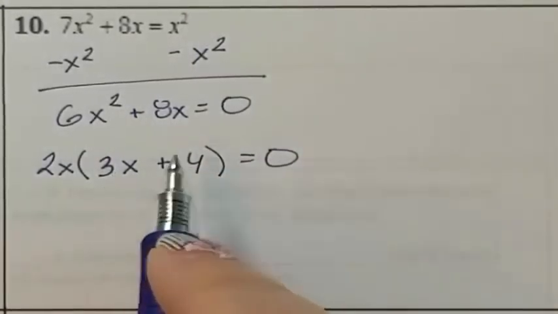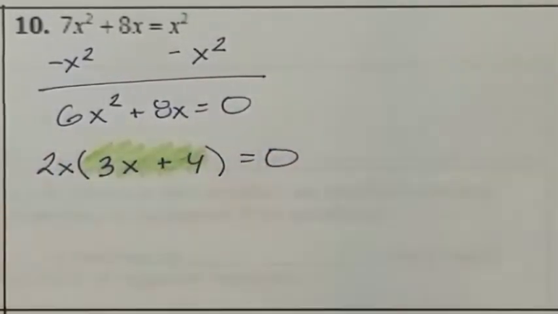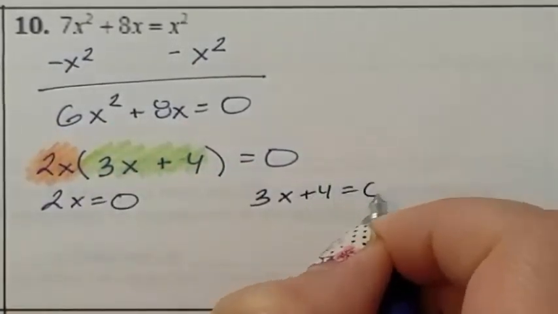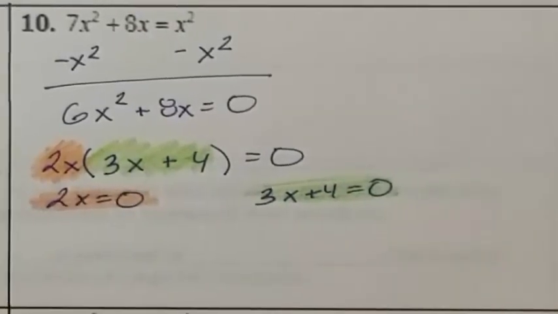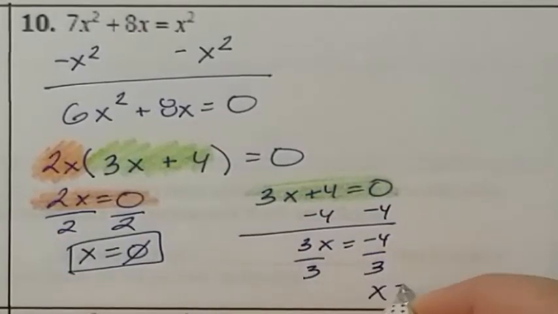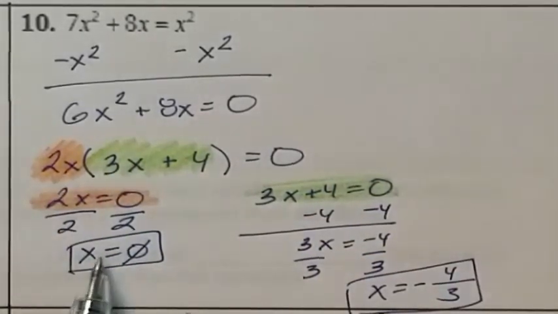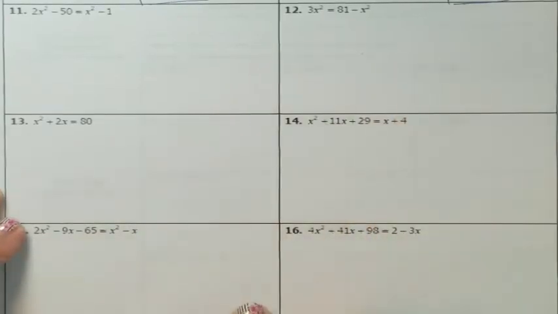That's fully factored. So I see that I have 2 factors that need to be equal to 0. Solving for 0 on both of them. So I saw 2 factors, which gave me 2 answers, x equals 0 and x equals a negative 4/3. There are 6 problems left of the page. Please do these 6 for independent practice.